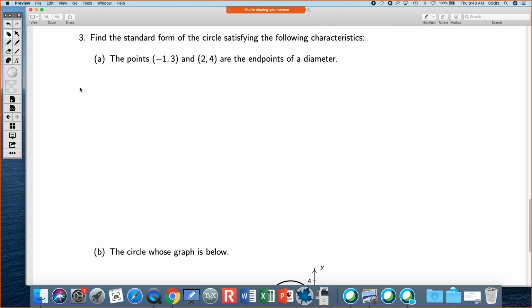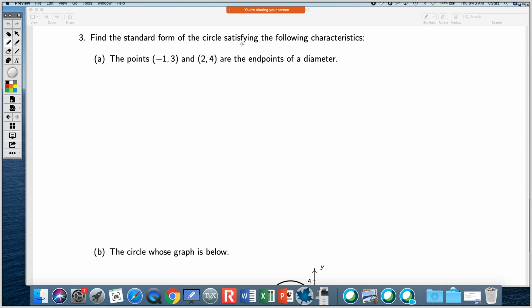Okay, number 3, then we kind of turn everything around. So instead of here's an equation, graph it using the standard equation of a circle, now I'm going to give you information. You got to come up with the equation. Okay. So in part A, I give you information, and you have to find the equation. In part B, I give you a graph, and you have to work backwards. All right. So let's see.